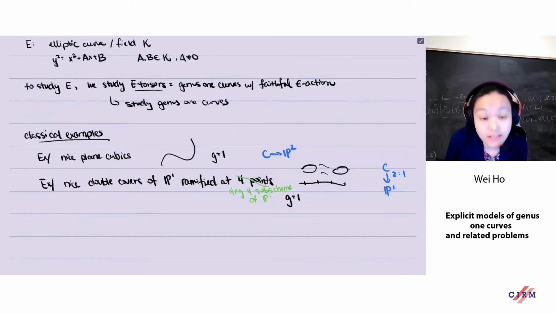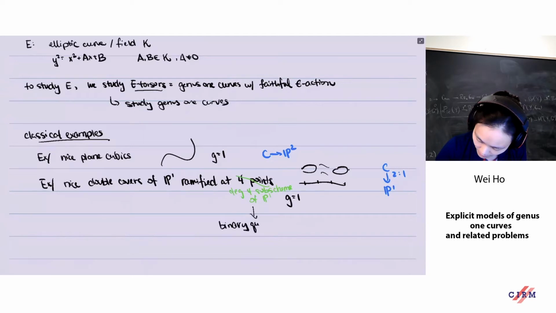And so these things are things we can write down explicitly, right? In the first case, you're just writing down a cubic in 3 variables. And in the second case, how do we write this down? We describe this degree 4 subscheme explicitly. So you get a binary quartic form, a degree 4 homogeneous polynomial in 2 variables. So maybe let's call it F here.